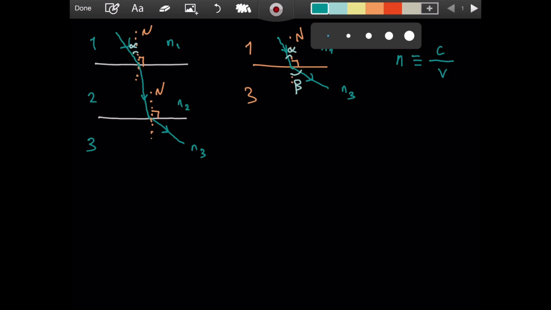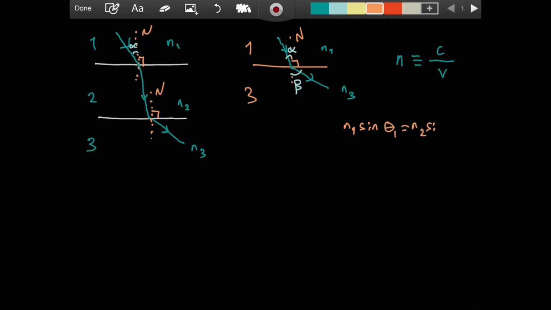Now, using this, we want to benefit from Snell's formula. What is Snell's formula? Snell's formula tells us if there is refraction, then N1 times sine of theta 1 equals N2 times sine of theta 2. Cool? And what is theta? Well, theta is the angle that the light makes with the normal. And by the way, I proved this in a previous video. You can access that video from the cards right now and also from the description.